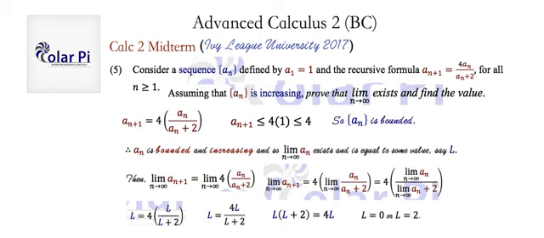Now, since a_1 is 1, L equal to 0 cannot be, because a_1 is 1 and a_n is increasing. And therefore, the limit L must be 2.